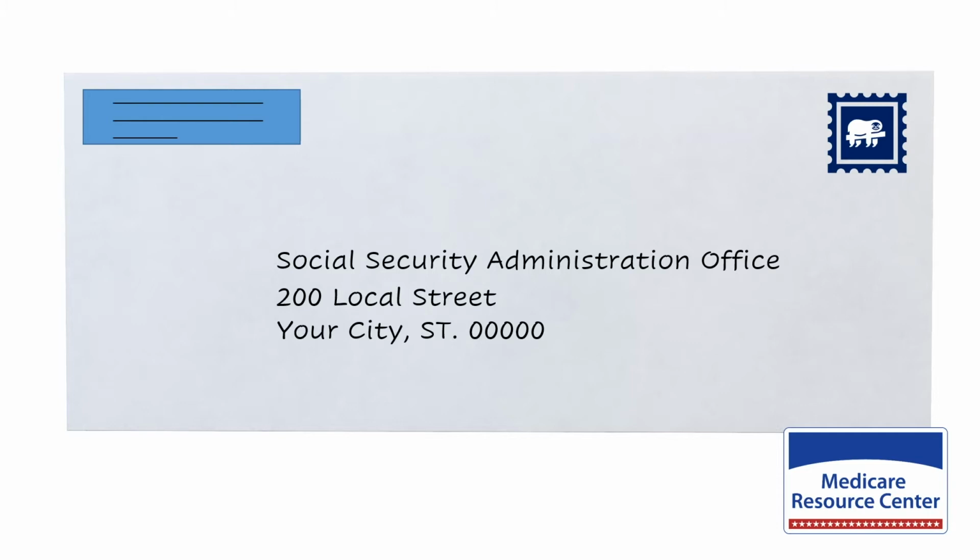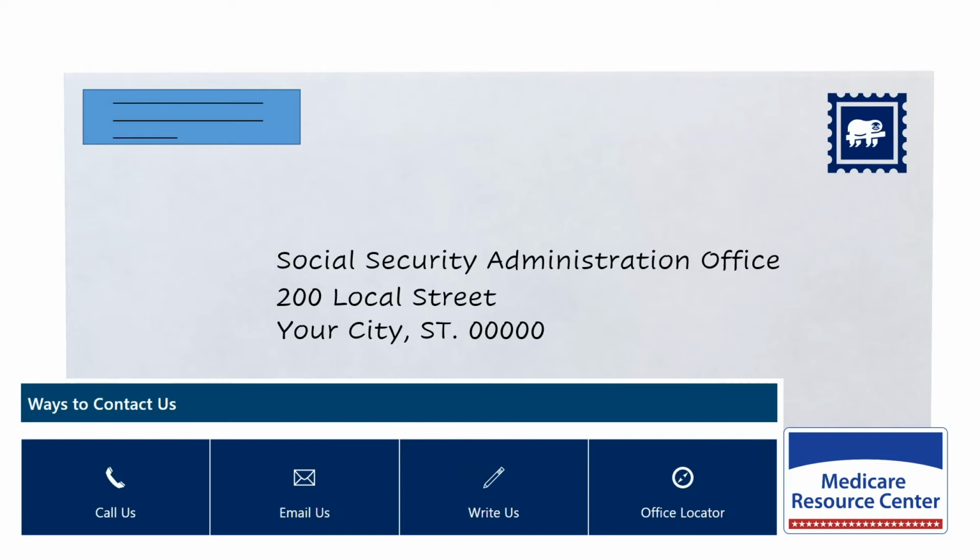If you don't know where your local Social Security office is, you simply go to socialsecurity.gov, and in the bottom right-hand corner of the website, there's a Contact Us tab, and it actually will pull up a screen like this. You can click Office Locator, type in your zip code, and it'll give you the exact address in which you can snail mail both of those forms to Social Security.